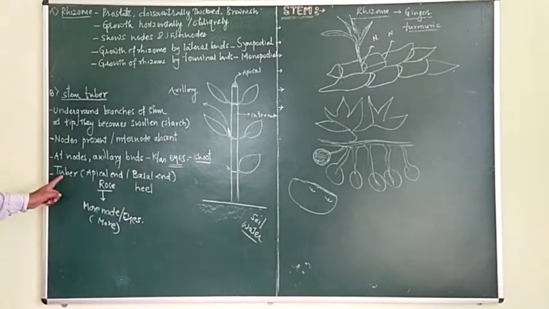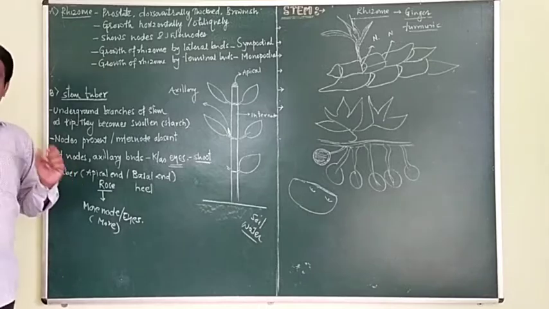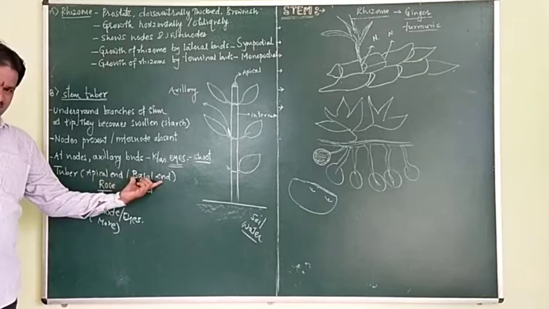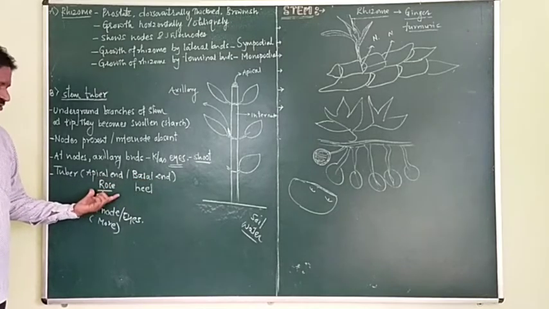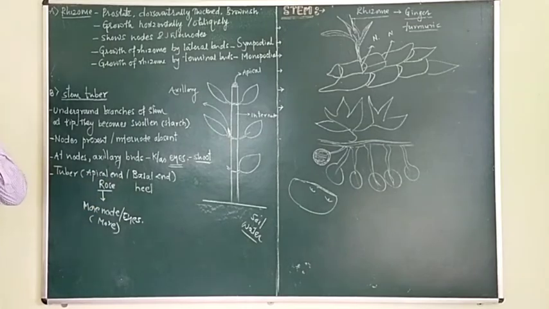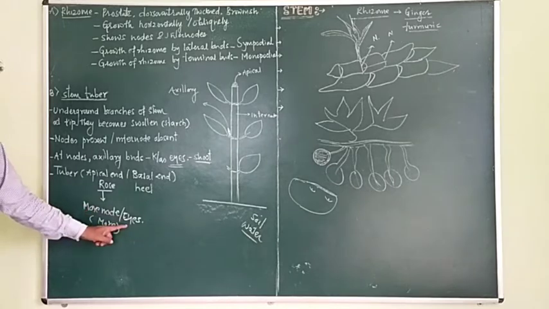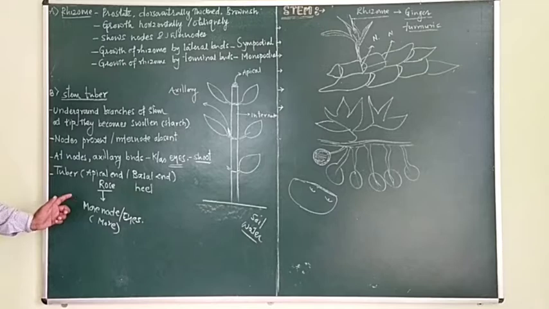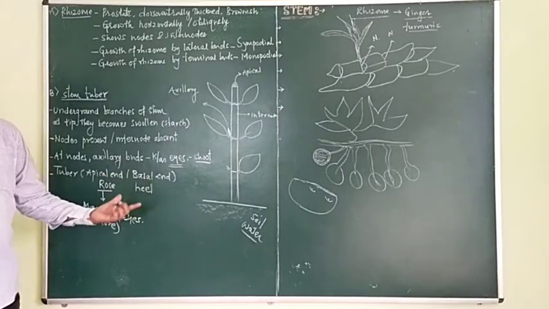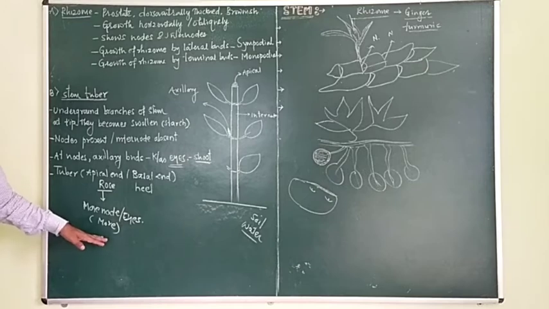Now this tuber or potato has two ends, the apical end and the basal end. The apical end is called the rose end, and the basal end is called the heel end. The apical end or rose end shows more nodes or eyes, while in the basal end or heel end the nodes or eyes are comparatively very few.